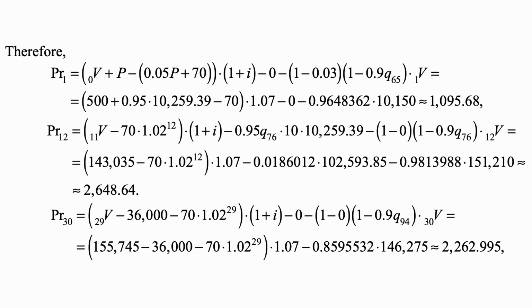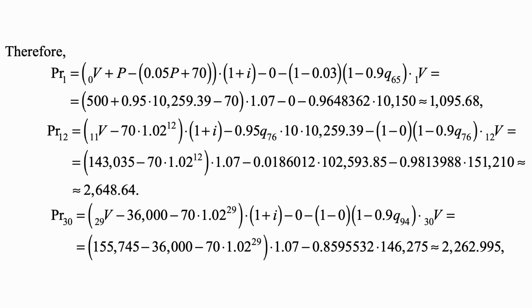Profit at time 12 is reserve at time 11 minus the expenses, which now become 70 times 1.02 to the 12 because they increase at 2% a year, times accumulated with interest, which is the interest rate earned by the company, so 7%, minus 0.95 Q76 times 10 times 259.39, minus 1 minus 0 times 1 minus 0.9 Q76 times reserve at time 12. And again, we plug in all the numbers, and we get approximately 2,648.64.